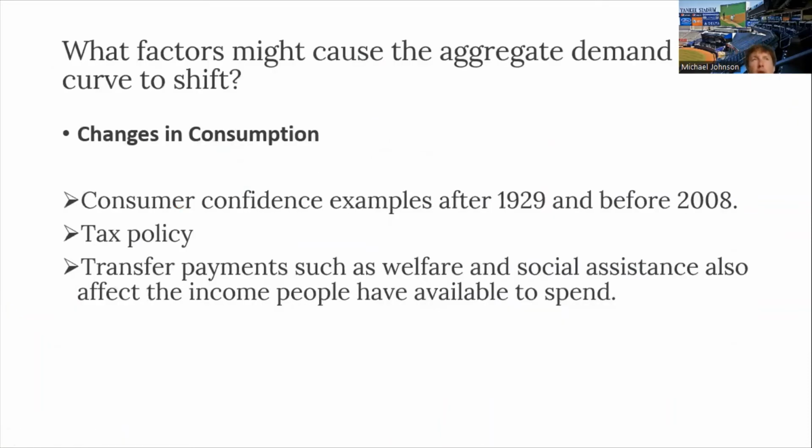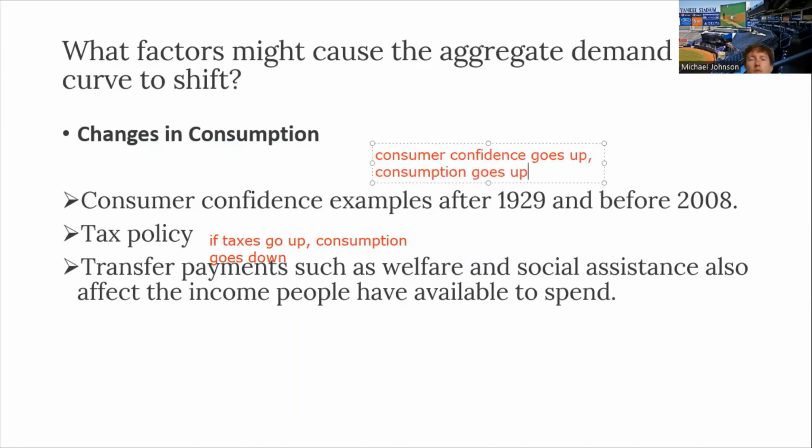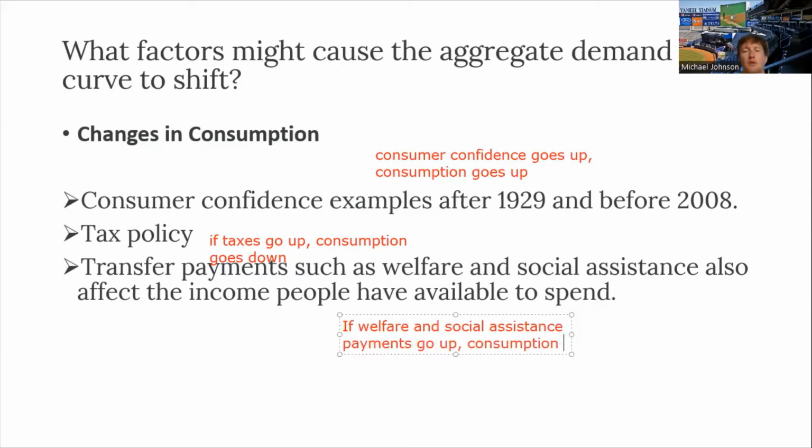What factors might cause the aggregate demand curve to shift? Changes in consumption: consumer confidence, with examples after 1929 and before 2008, and tax policy. Like if taxes go up, consumption goes down. Also, if consumer confidence goes up, consumption goes up. And if welfare and social assistance payments go up, consumption goes up.